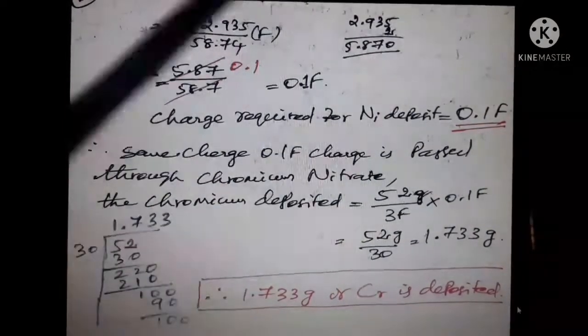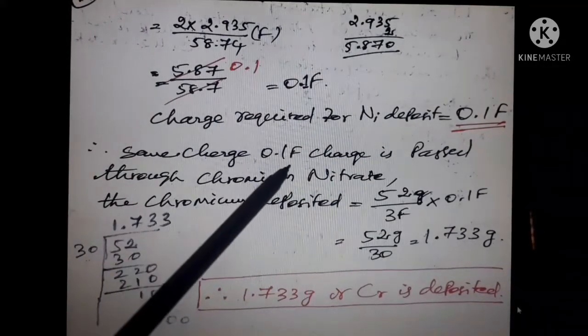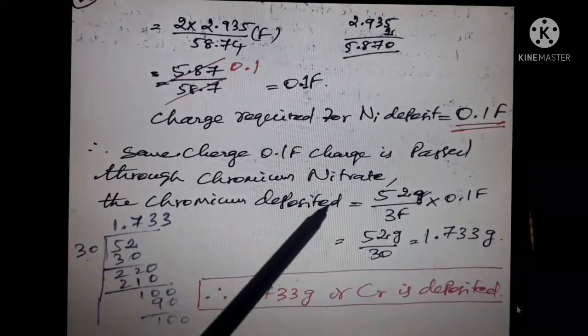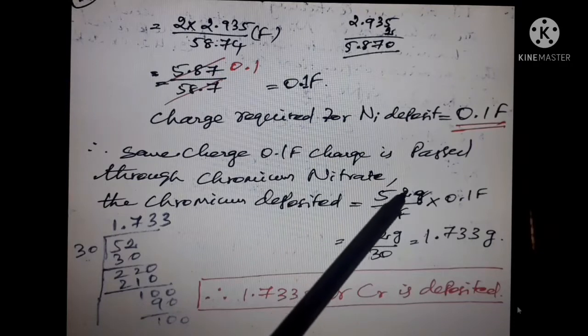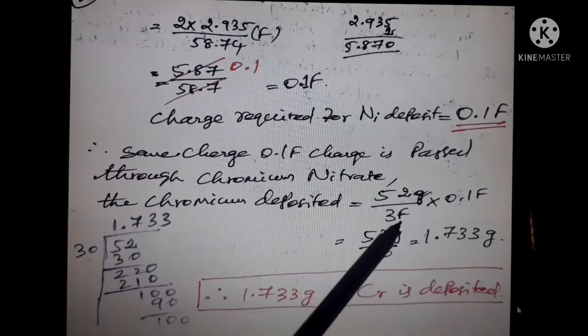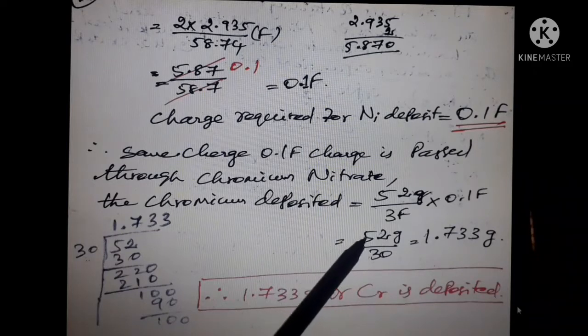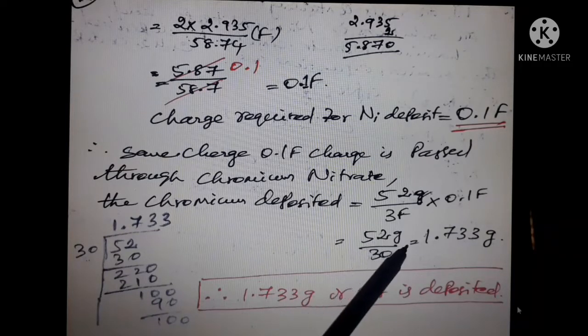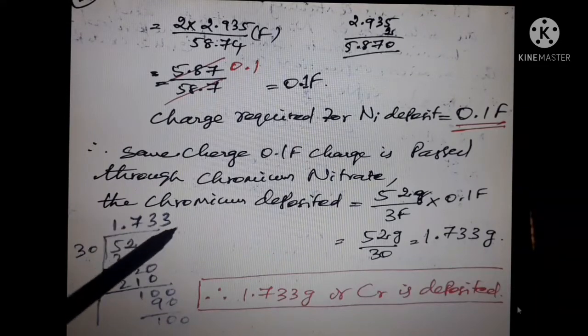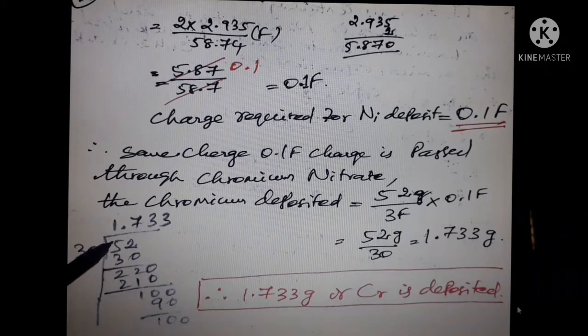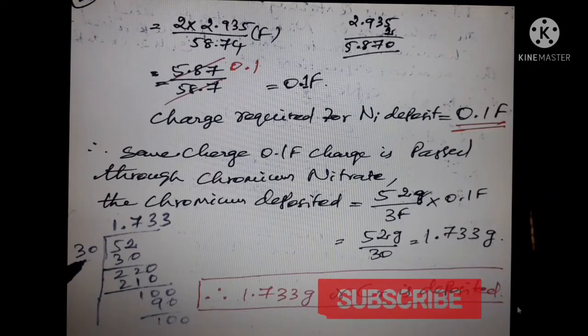The same amount of charge passes through the chromium nitrate, so 0.1 Faraday passed. Chromium deposited: we already know the molar mass of chromium is 52, divided by 3 Faraday, into 0.1. So 52 divided by 30 is equal to 1.733 grams. So this is the final answer: 1.733 grams of chromium is deposited. I made the calculation in steps, by division: 52 divided by 30.